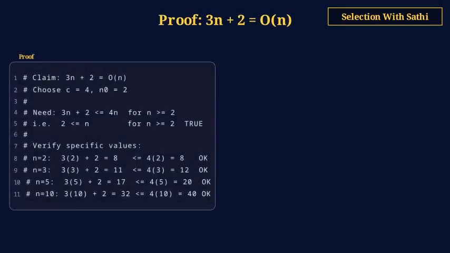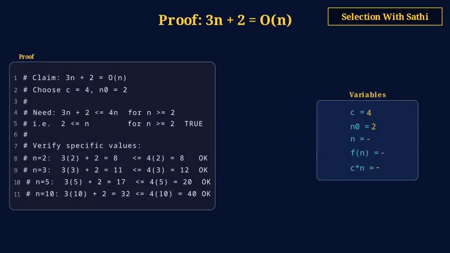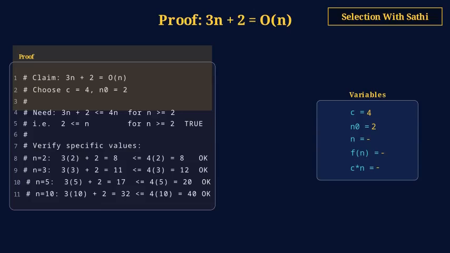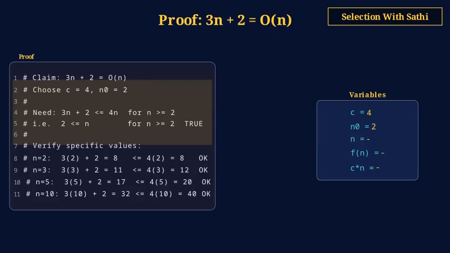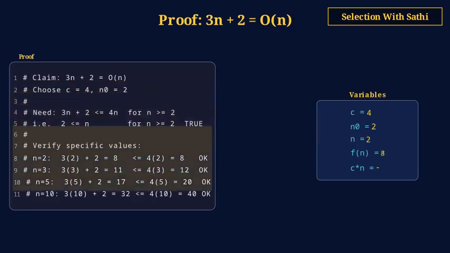Let's work through the first example in complete detail. We want to prove that 3n plus 2 equals big O of n. Our goal is to find constants c and n0 such that 3n plus 2 is at most c times n. Let's try c equals 4 and n0 equals 2. At n equals 2, 3 times 2 plus 2 equals 8, and 4 times 2 equals 8. 8 is less than or equal to 8, so it holds.